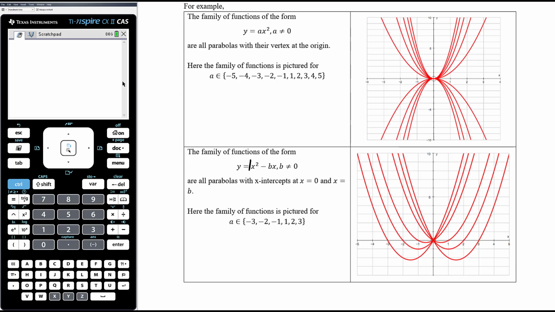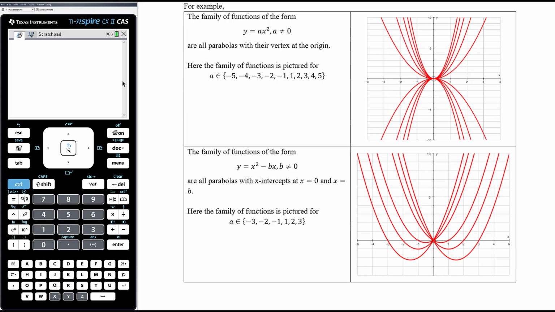And again, here we've got that pictured for when b is 1, 2, and 3. So that's x squared minus x, x squared minus 2x, and x squared minus 3x. And that's these three parabolas out here. And then when b is -1, that would be x squared plus x, which will be this one, x squared plus 2x, which would be this one, and x squared plus 3x, which would be this one.